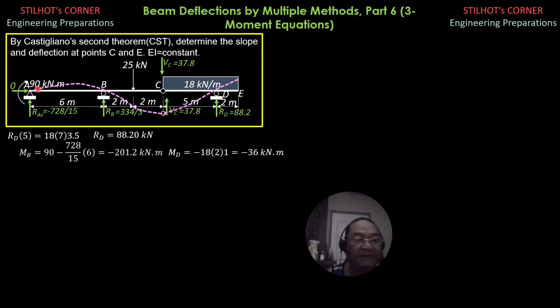We then apply three moment equation in span ABC. So take note that the moment at A is 0, the moment at C is also 0 because it is an internal hinge. So it is only moment at B that has value, negative 201.2. So moment A is MA, three moment equation, remember? So 0 plus 2 times negative 201.2.